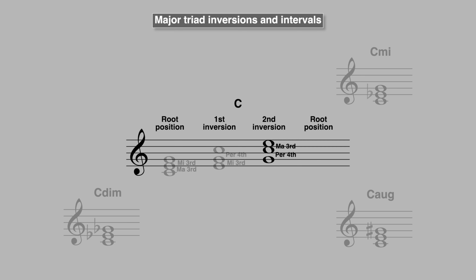When moving the lowest note an octave higher, we get to a root position triad an octave higher. So any triad can be in any of 3 inversions: root position, first inversion, or second inversion. It's important to realize that these internal intervals apply to all major triads, not just this particular C major triad.